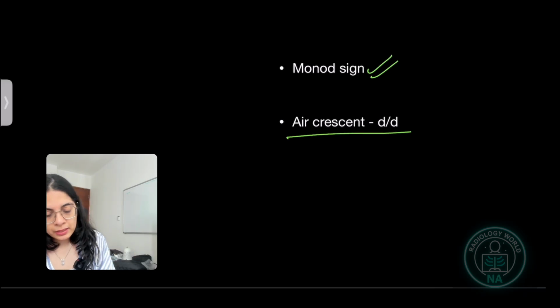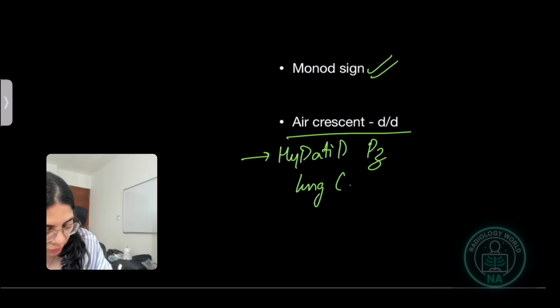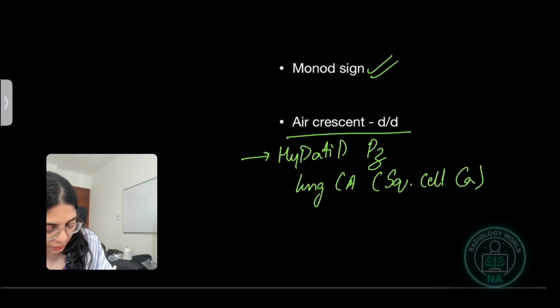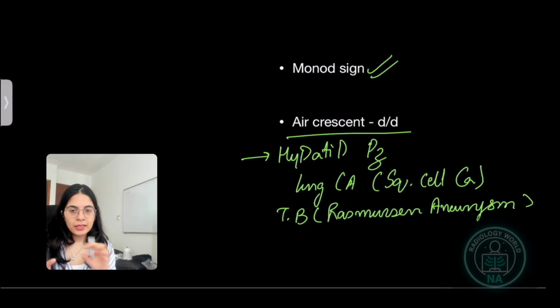Okay, so let's list it again for you over here. Hydatid disease, lung carcinoma, I would say typically it is tested for squamous cell carcinoma. It can be seen with TB or Rasmussen's aneurysm. So for all these points you need to know that there is a crescent of air which is lying. So this is the differential diagnosis.